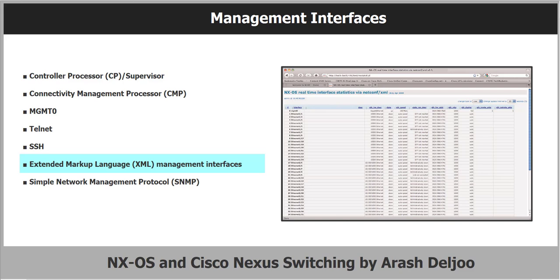XML NETCONF can be used by a Web 2.0 AJAX browser application that uses XML NETCONF to pull all statistics of all interfaces on the Nexus switch running NXOS in a dynamically updating table. This figure demonstrates a sample output from the XML NETCONF interface, but you will learn more than this about XML in your practical work with Nexus switches.